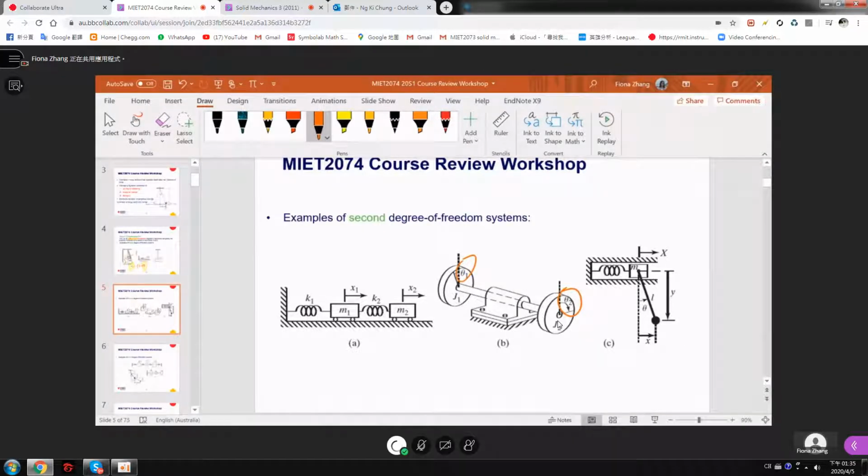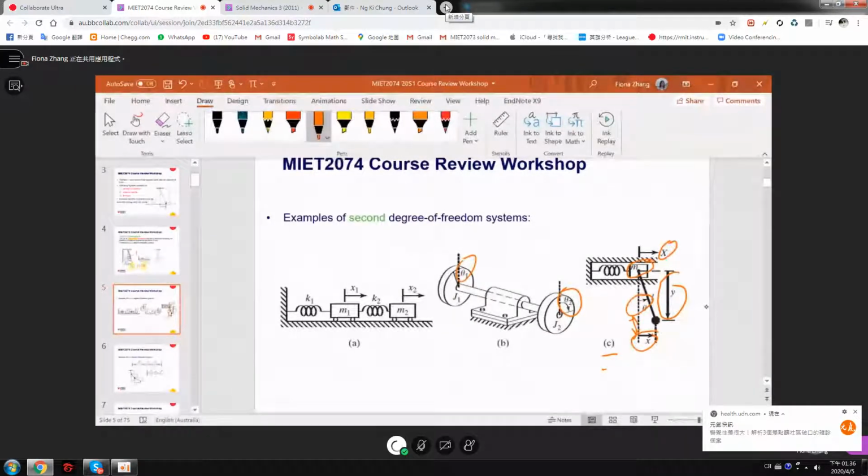Right, so let's take a look at this system. Take a look at C. What is the coordinate here? One is to describe the mass, so you can use the big X, right? The X is for the mass. Another is small x, or the theta, okay? So here the x and the theta are dependent, okay? These two are dependent on each other, and also the y, okay?